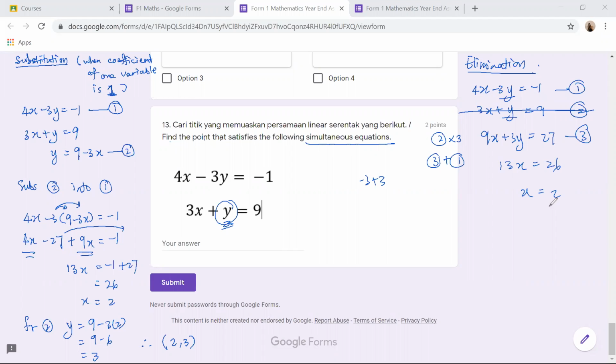And then from which equation? From equation 2, because equation 2 is the simplified one. 3x plus y equals to 9. x is 2 here, so 6 plus y equals to 9. So y equals to 9 minus 6, which is 3. Therefore, the answer is (2, 3). Maybe I wrote the answer wrongly. That is how we find the answer for number 13.